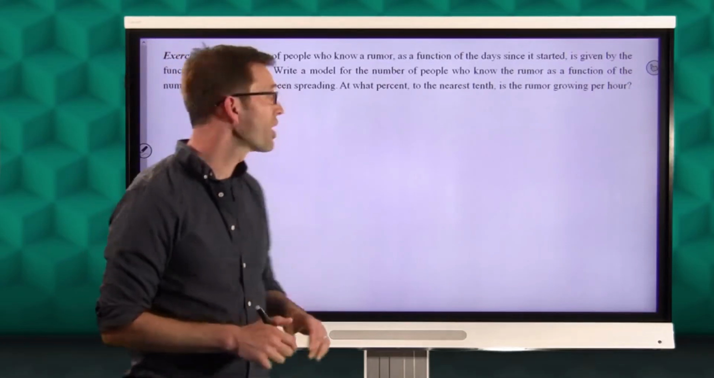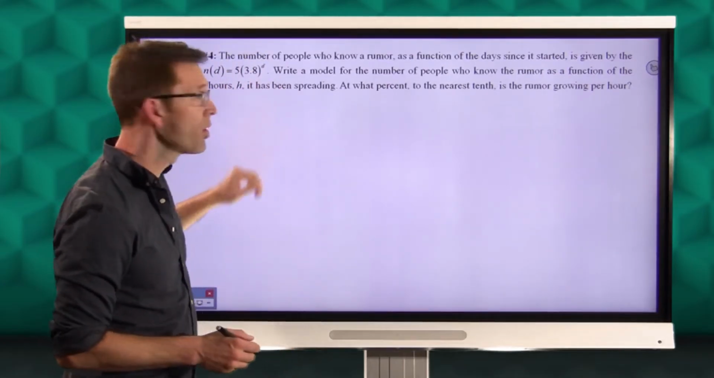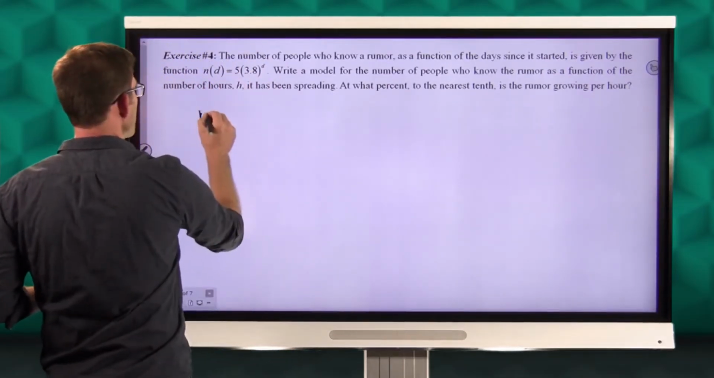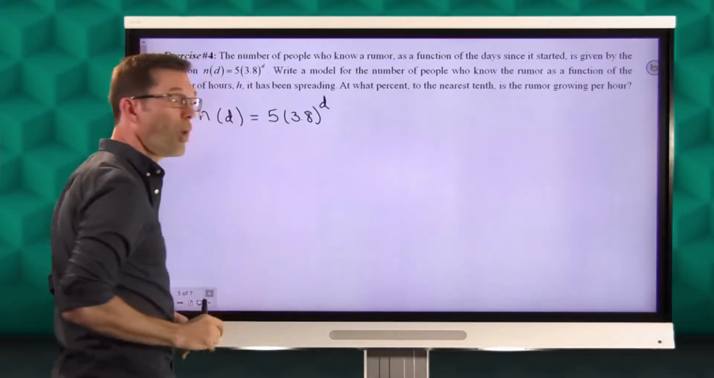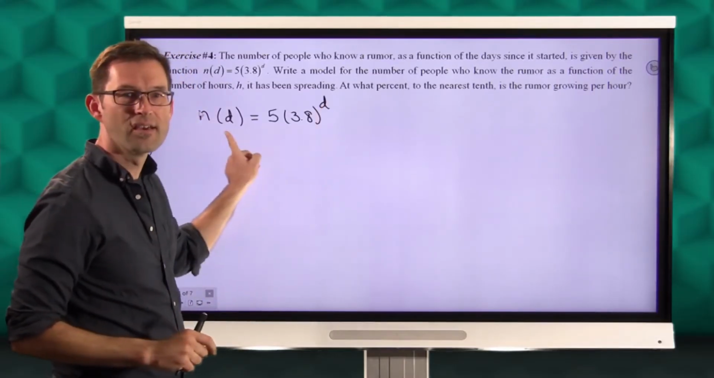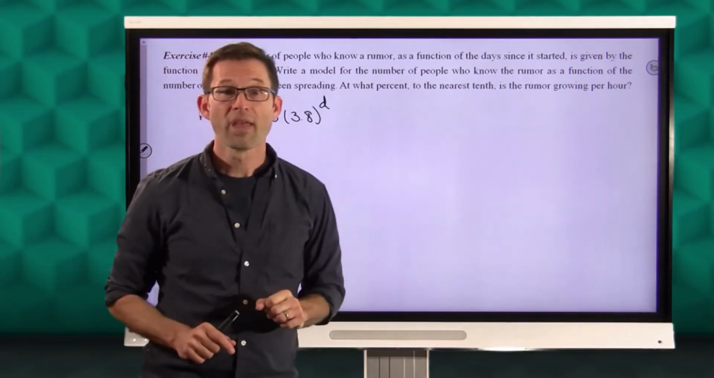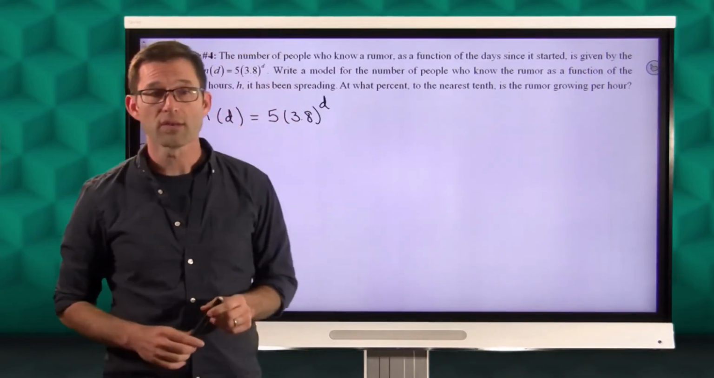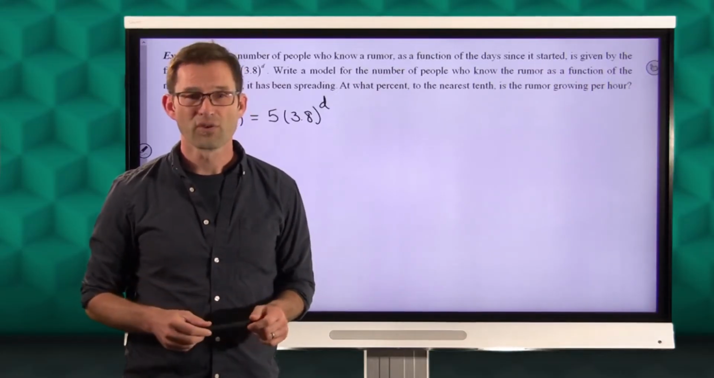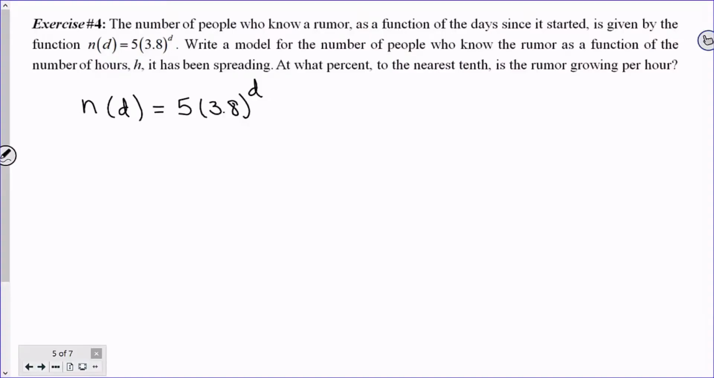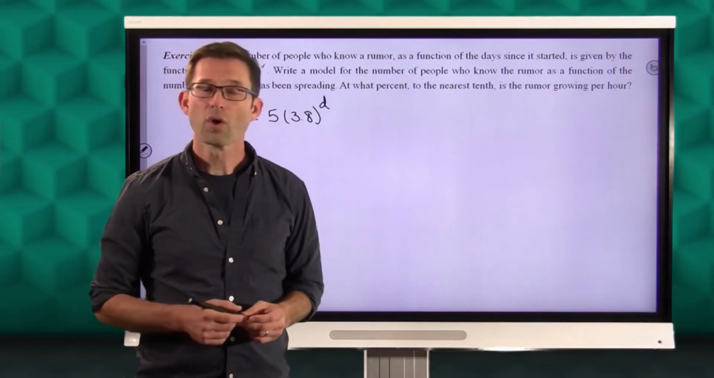So now we've got an exponential model that shows us the number of people who know a rumor as a function of the days since the rumor started. But we want it, instead of days, in terms of hours. And then we want to know what percent the rumor is spreading at per hour. Take a little bit of time and try to work this out for yourself. All right, let's go through it.